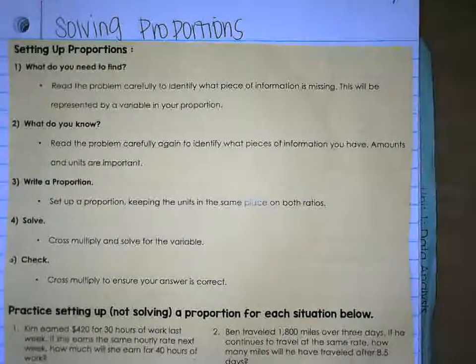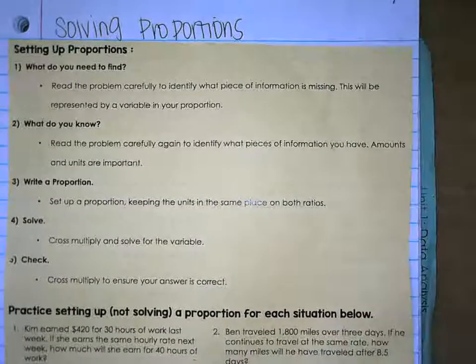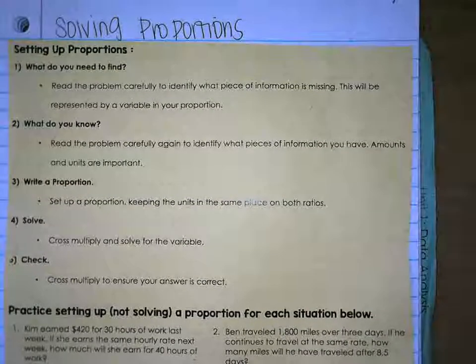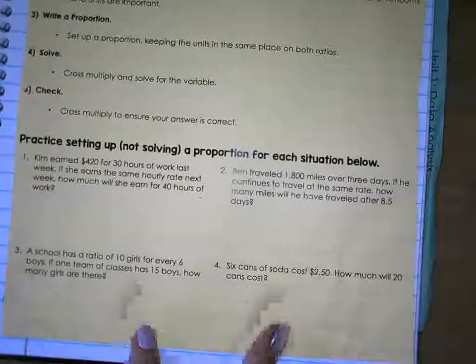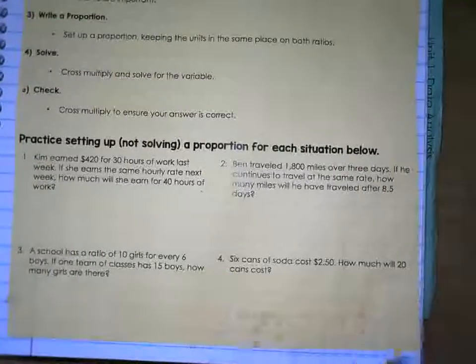3, set up the proportion, keeping the units the same on both ratios. 4, solve, cross-multiply and solve for the variable. 5, check, cross-multiply to ensure your answer is correct. Okay, so let's do 2 together, and then I'll have you do 3 and 4 by yourself.